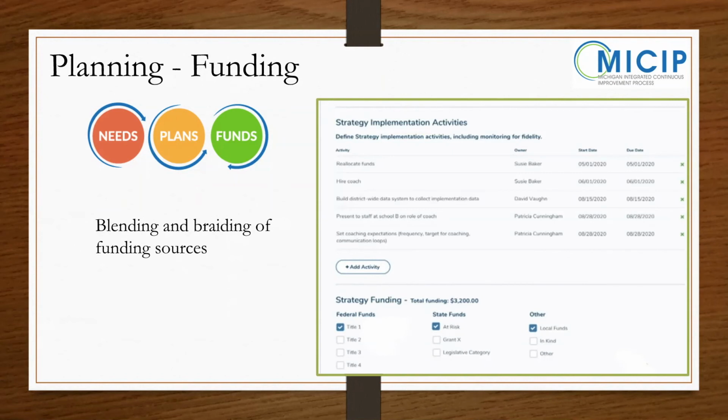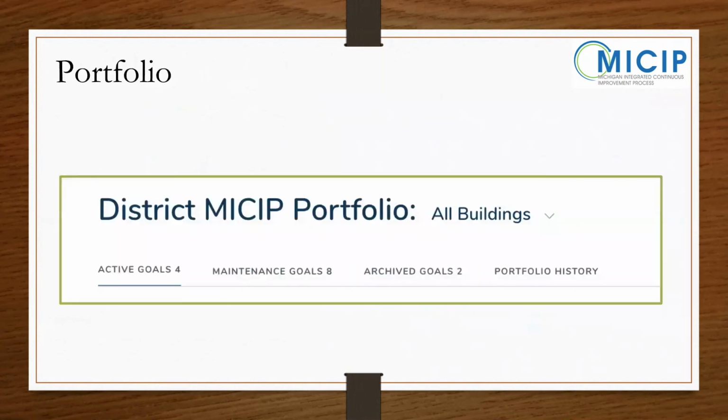Blending funds is when financial support is combined under a single set of reporting and other requirements, and resources contributed from each individual funding stream lose their original award-specific identity. Braiding funds is a way for districts to use multiple federal, state, and local funding sources to support various parts of an initiative while maintaining their specific identity and purpose. All of the district's goals, once created, will be accessible through the portfolio page.